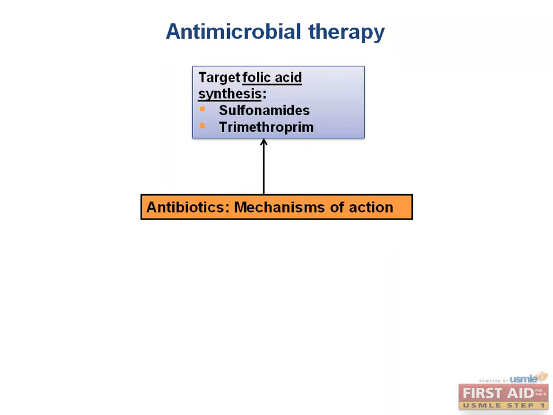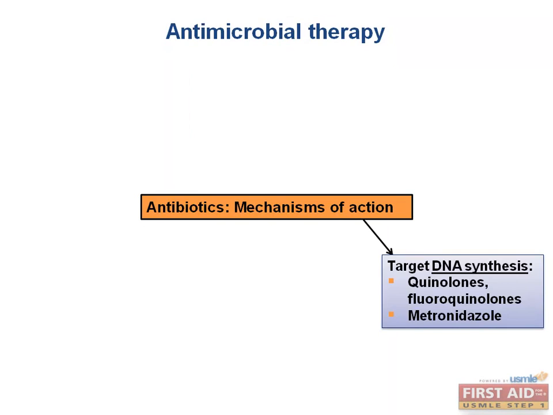Next, we have the antibiotics which target cell metabolism. This group includes the sulfonamides and trimethoprim. They both inhibit folic acid synthesis. Now, do you remember what metabolic process folic acid is essential for? That's right. If you go back to the biochemistry section, they are important for nucleotide synthesis, and therefore, as a result, inhibition of folic acid synthesis will block DNA synthesis.